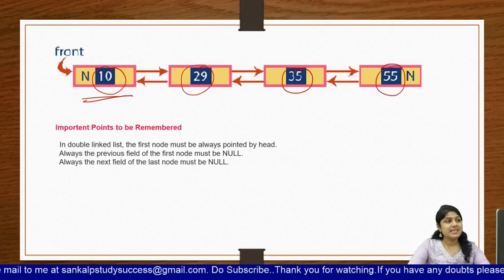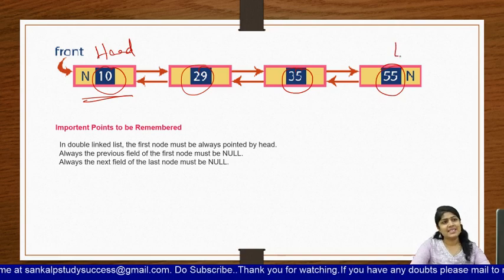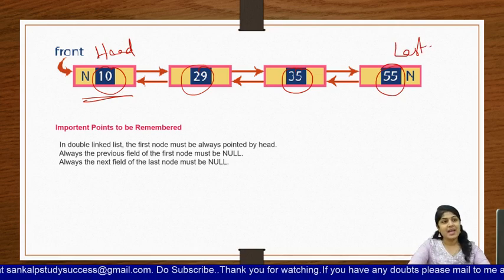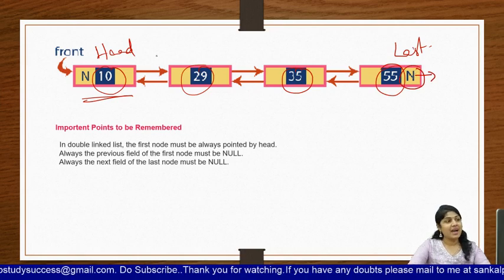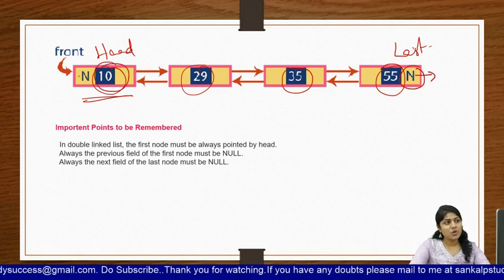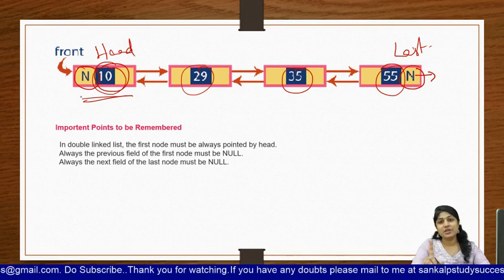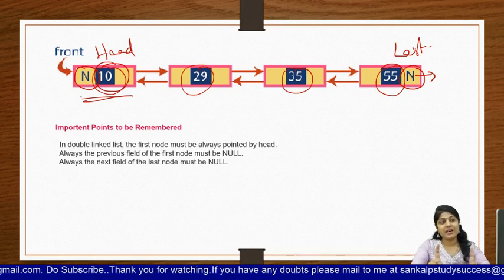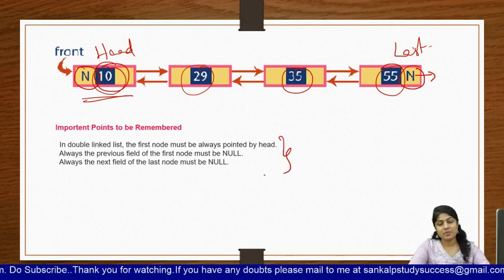See, this is my header node, and this is my last node. The last node's next is what? Null. And the header node's previous is what? Null. Okay, you need to make sure this is correct, and these are the very important points to create a double linked list.